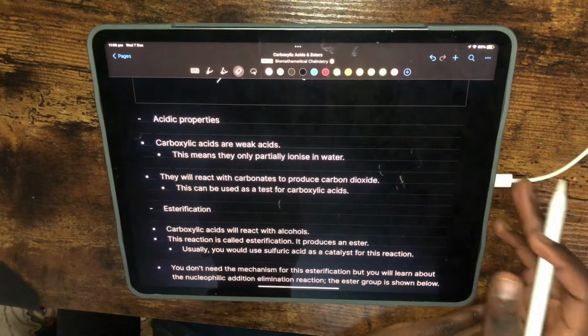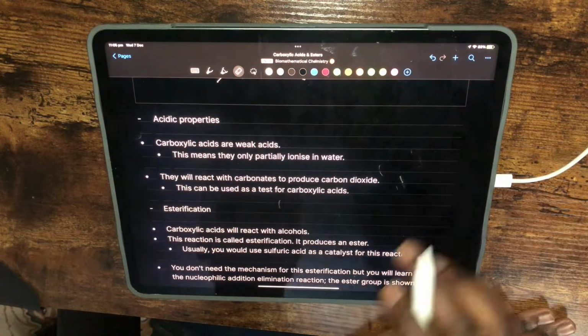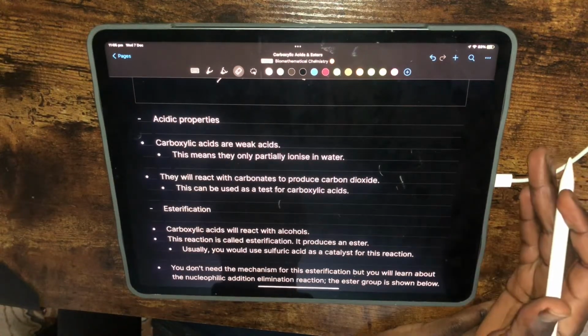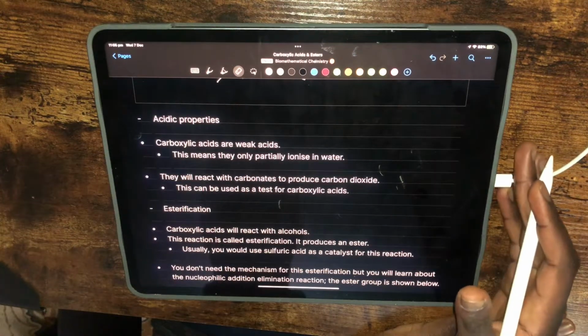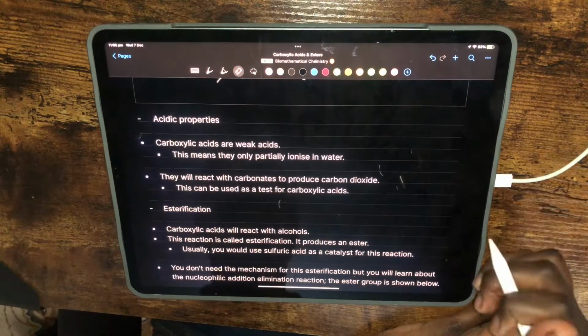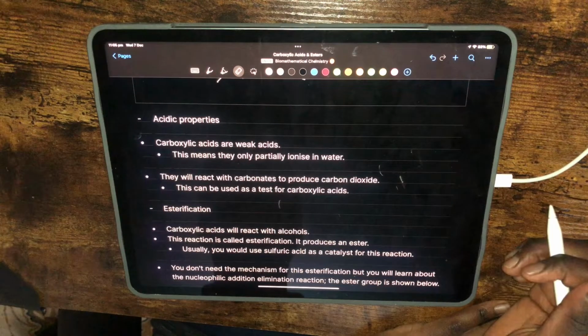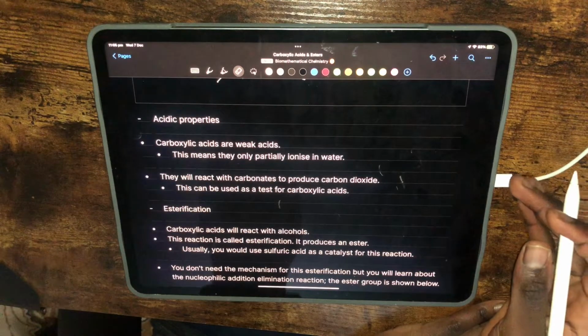Carboxylic acids are acids, but they're weak acids, meaning that they only partially ionize in water or in solution, but the solution is usually water. They will react with carbonates to produce carbon dioxide, and this will be used as a test for carboxylic acids.